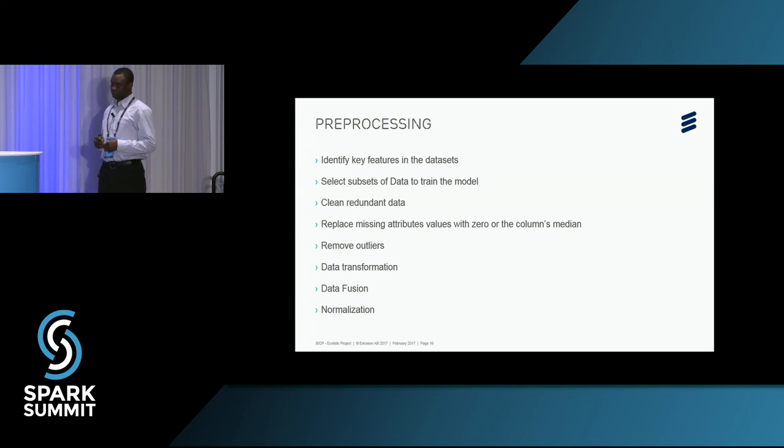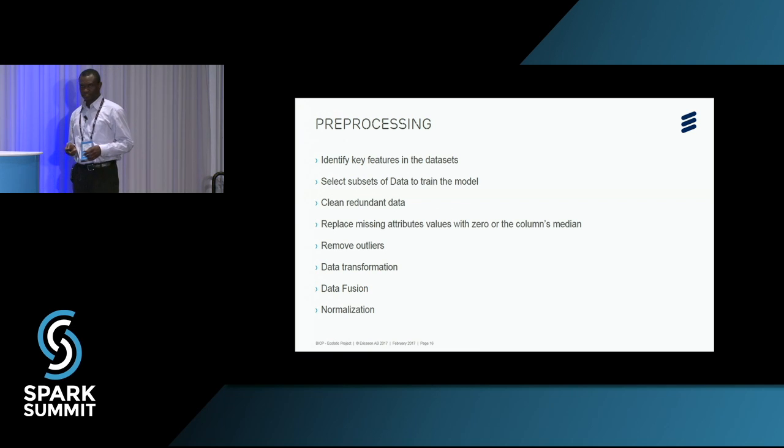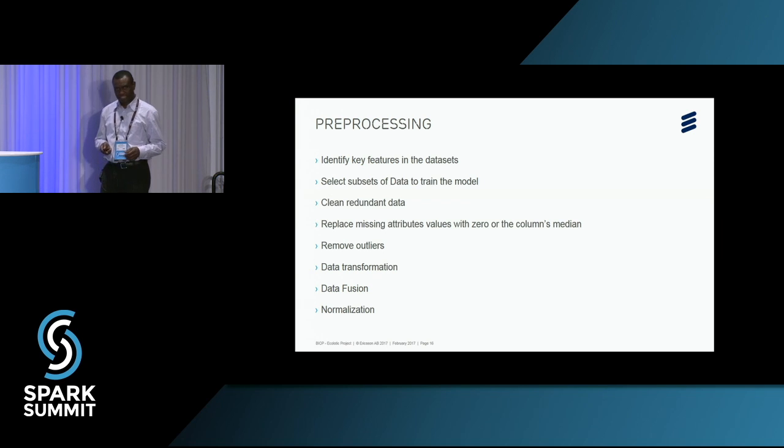Also, we have to clean redundant data. In IoT, devices may send a lot of redundant data. Then we replace missing data with a certain value, 0 or the mean, and remove outliers. Then data transformation: because in IoT there is no data standard to date, data comes in different standards, and to do a proper analysis, we need to transform it into a common representation and also normalize the data.